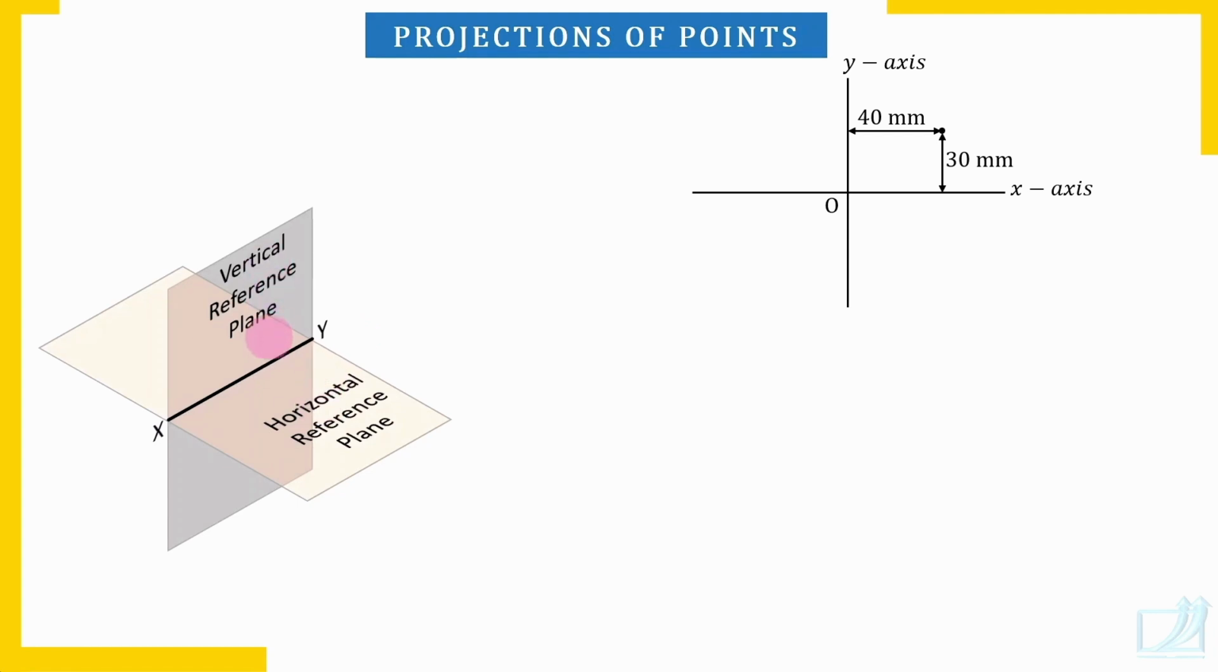Now the vertical reference plane we refer to as VP, and the horizontal reference plane we refer to as HP. In some books, these 2 terms are used for VP and HP as FRP and HRP. FRP means frontal reference plane, nothing but the vertical reference plane. HRP is the horizontal reference plane. But of course, in this engineering graphics video series, we are going to use the terms VP and HP.